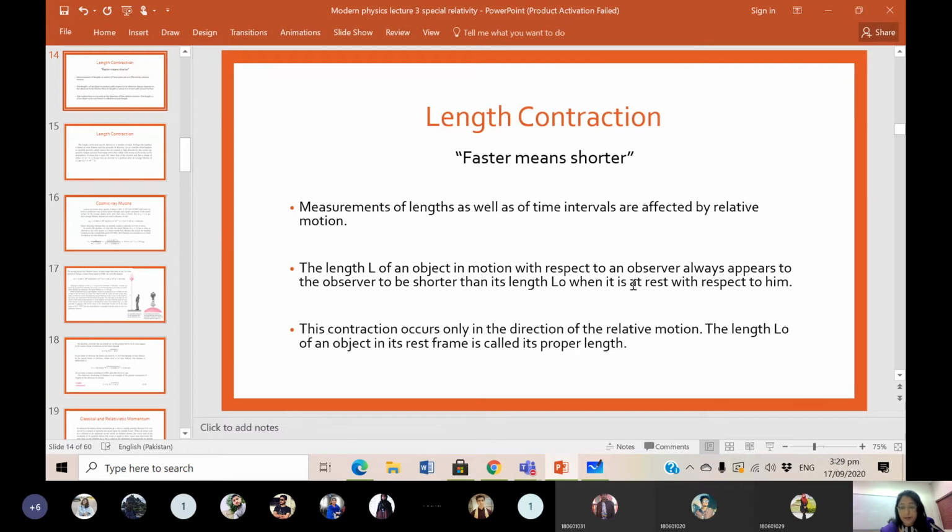So let's see. The length L of an object in motion with respect to an observer always appears to the observer.